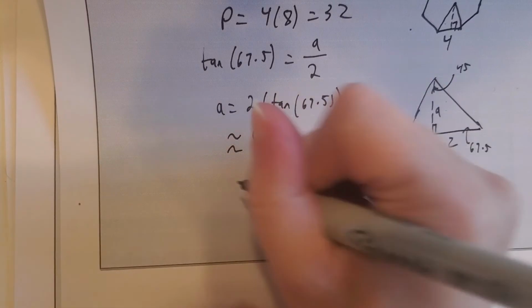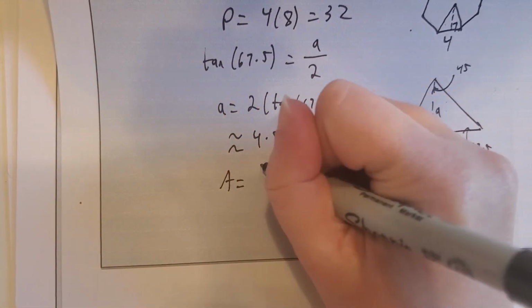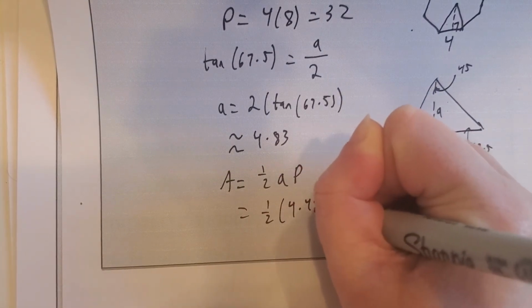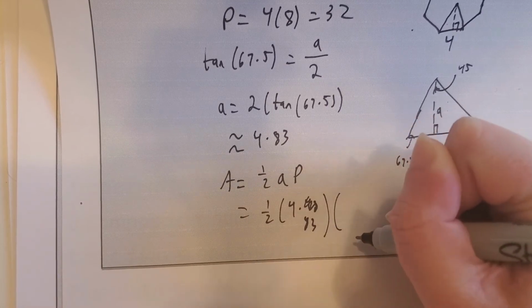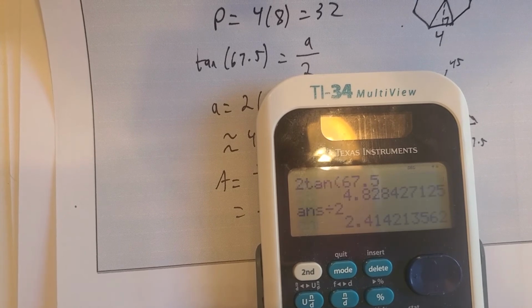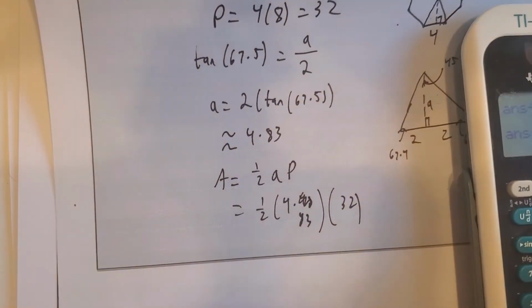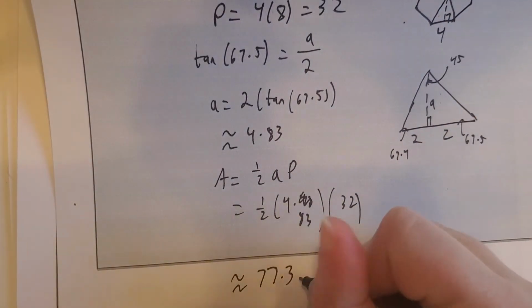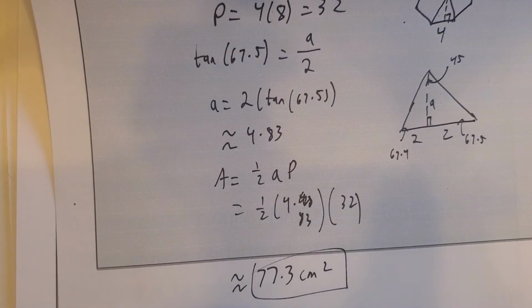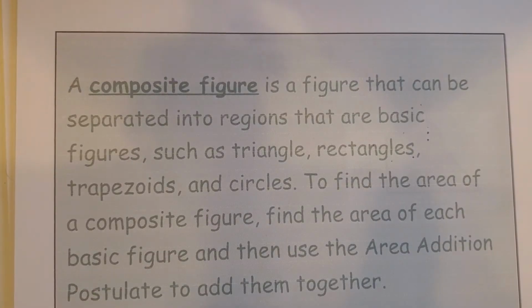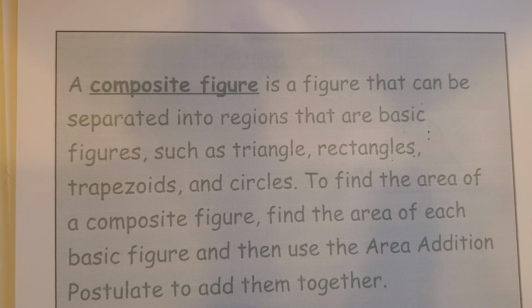The area is still going to be 1/2 times the apothem times the perimeter. So it's 1/2 times this, about 4.83 times 32. So this is getting divided by 2, and it's also being multiplied by 32. So rounded to the nearest 10th, let's say, again, is approximately 77.3 centimeters squared, because that was our unit. Okay? All right. So that is it for area of regular polygons.